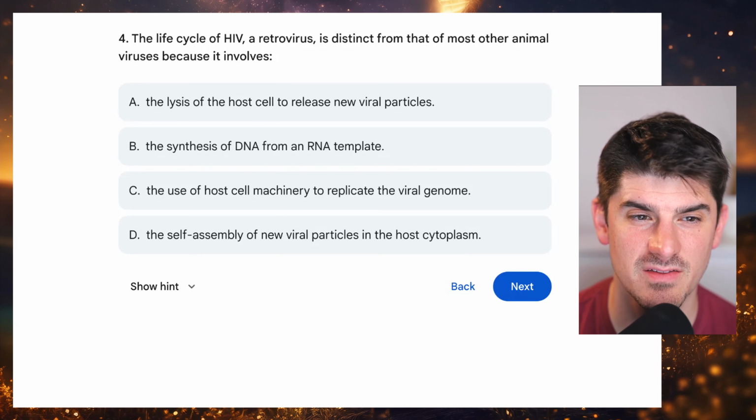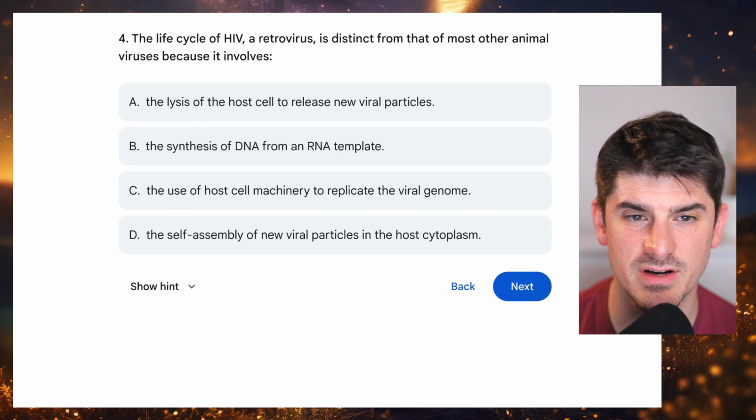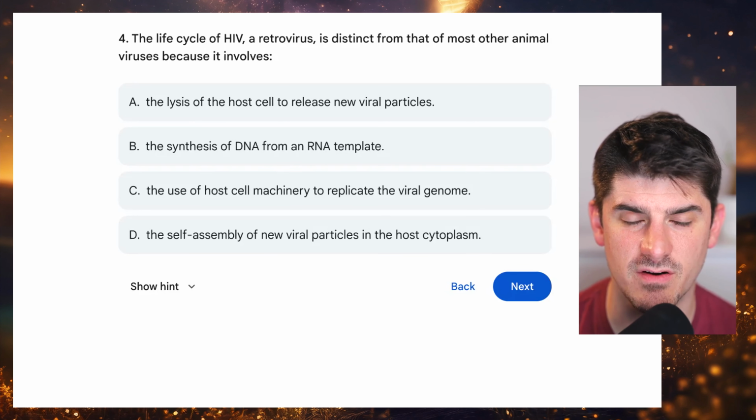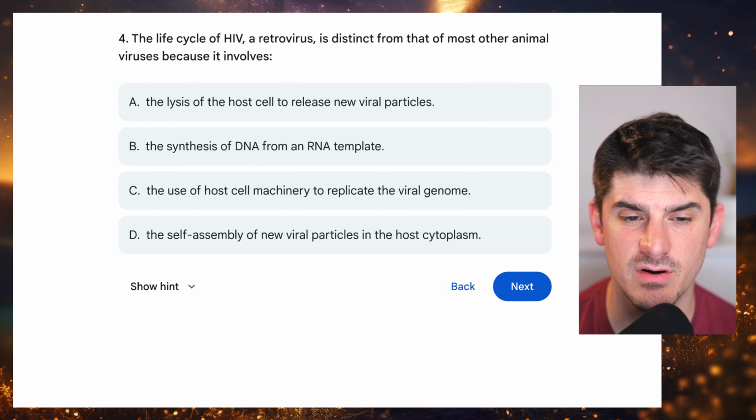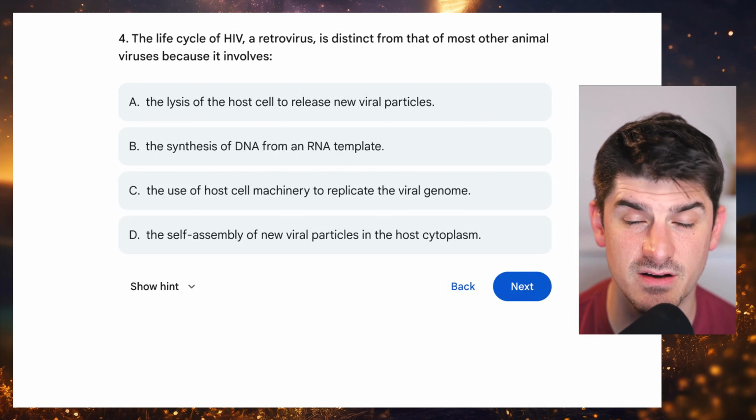Number 4, the life cycle of HIV, a retrovirus, is distinct from that of most other animal viruses because it involves A. Lysis of the host cell to release new viral particles, B. Synthesis of DNA from an RNA template, C. The use of host cell machinery to replicate the viral genome, or D. The self-assembly of new viral particles in the host cytoplasm.